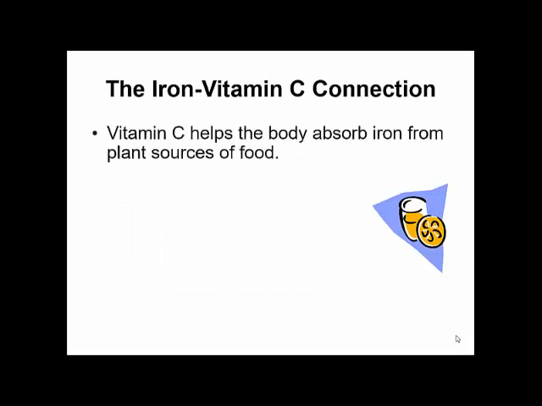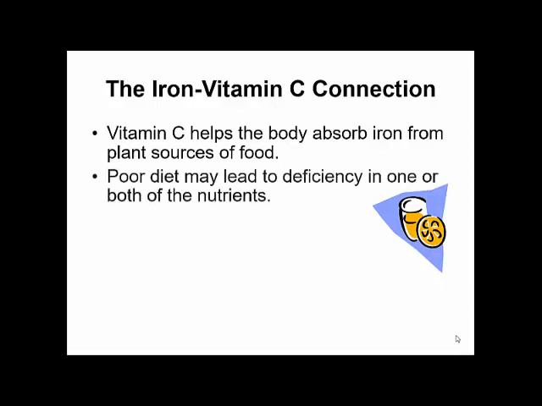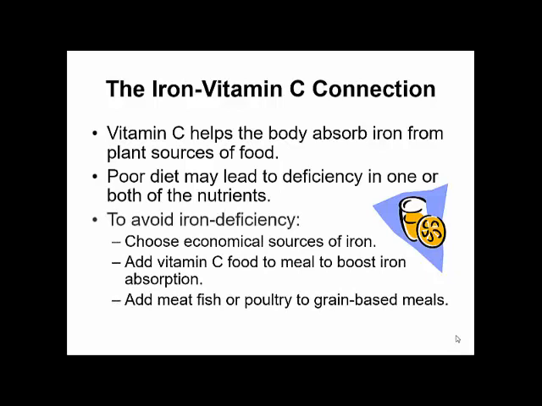The iron and vitamin C connection. Vitamin C helps the body absorb iron from plant sources of food. A poor diet may lead to deficiency in one or both of these nutrients. To avoid iron deficiency, choose economical sources of iron. Add vitamin C food to a meal to boost iron absorption. Add meat, fish, or poultry to grain-based meals.